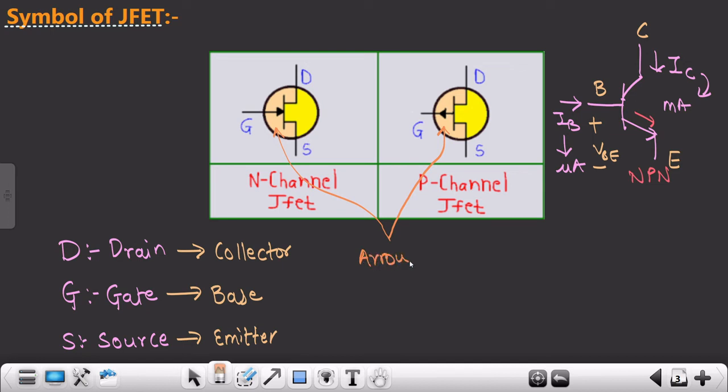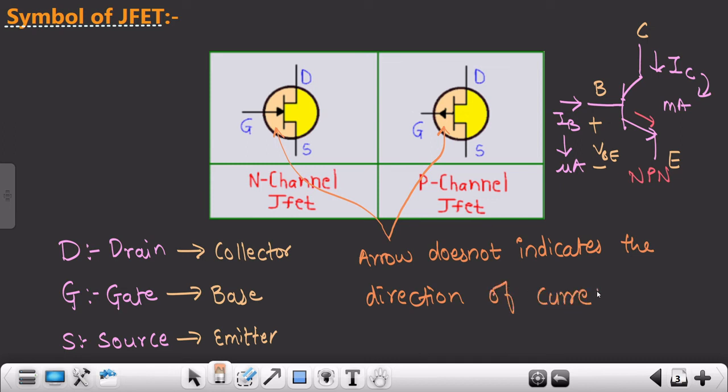Arrow does not indicate the direction of the current. Let me write this particular point, because whenever you refer to the PDF, you should be able to know this particular thing, current. Okay, rather it resembles something different, which we are going to see in the next video, that is in the construction part, or the internal structure of JFET.